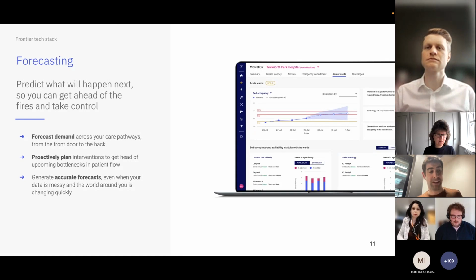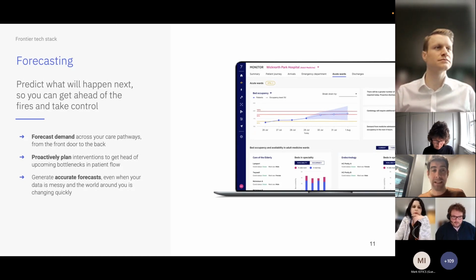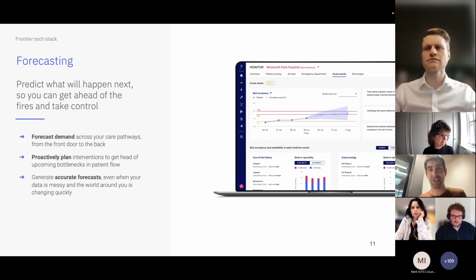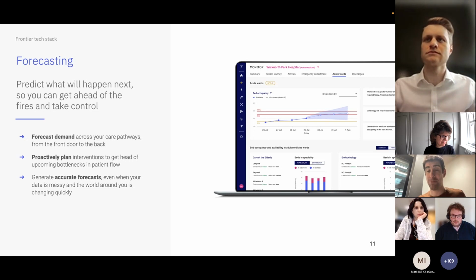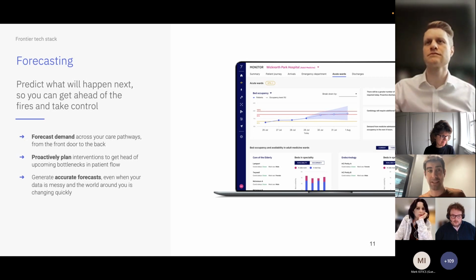So forecasting, you can predict what's going to happen next. Rather than knee-jerk reactions that might actually cause a negative effect for your system, you can get ahead of that knee-jerk reaction and make the decision early. Here, for example, this is going to forecast what's going to happen to an A&E department that day, based on those variables I talked about at the start of the environment.